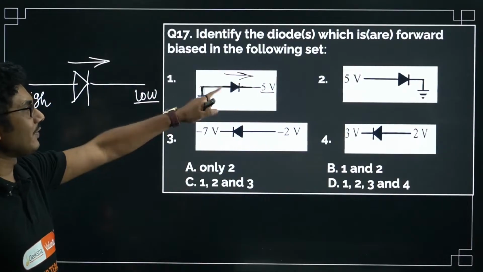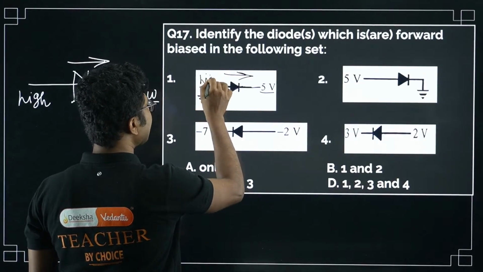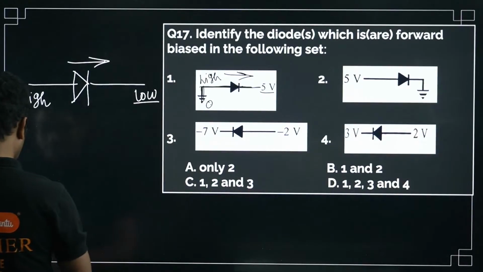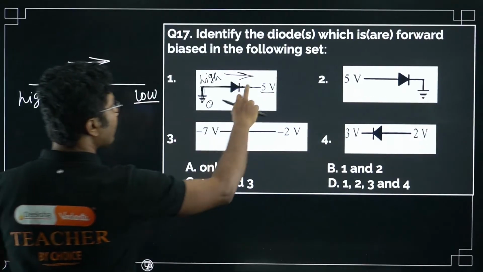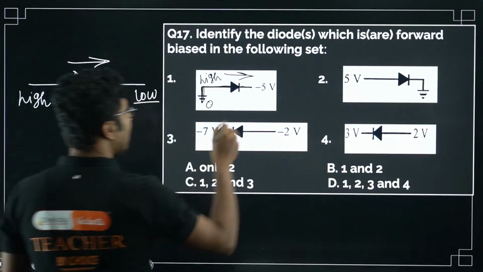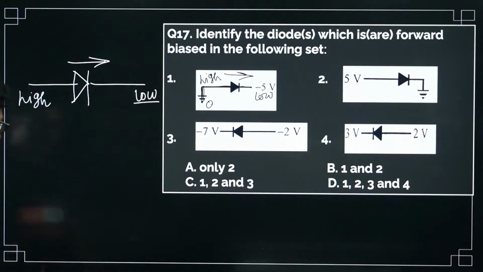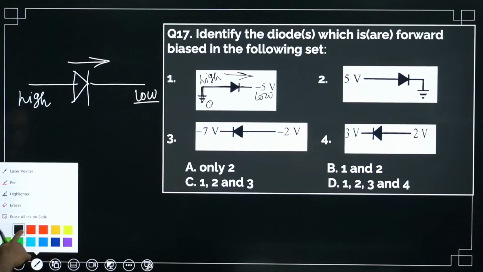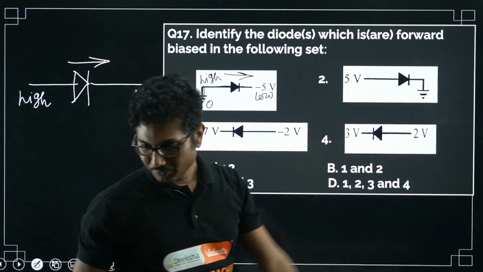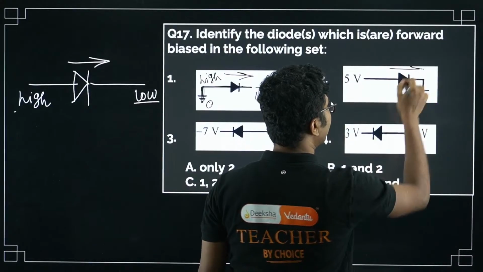So the current will flow from 0 to negative, so the diode is forward biased. So 1 is definitely forward biased. 0 is higher compared to negative 5, so we can say that 0 is high and this is low. If this condition is satisfied, then a diode is considered to be forward biased. Now let's see if any other diodes are. This is also forward biased. This is high, this is low, so this is also forward biased.